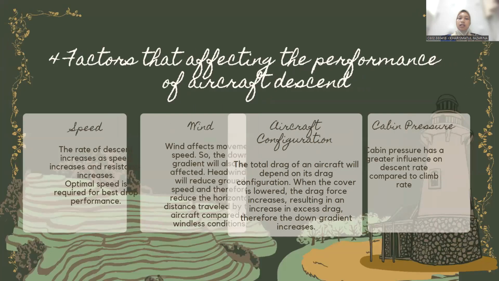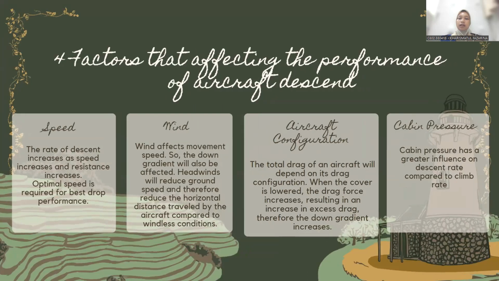4 factors that affect the performance of aircraft descent. 1. Speed. The rate of descent increases as speed increases and resistance increases. Optimal speed is required for the best descent performance. 2. Wind. Wind affects movement speed, so the descent gradient will also be affected. Headwinds will reduce ground speed and therefore reduce the horizontal distance traveled by the aircraft compared to windless conditions.